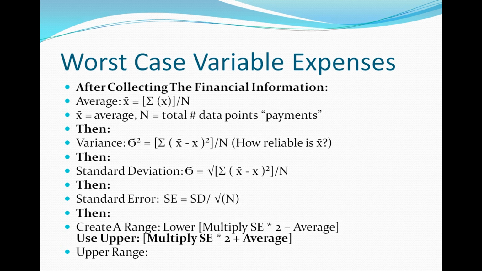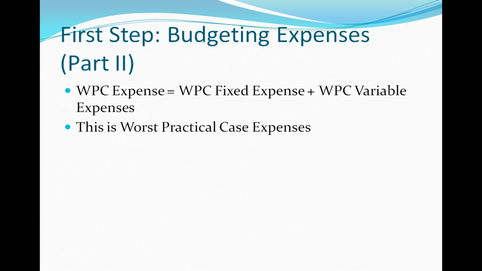For income, you're going to use the lower bound for whatever you find on the income side. But being that this is expense, you're going to use the upper bound. And that is when you take the standard error, multiply it by 2, and then add it to the average.